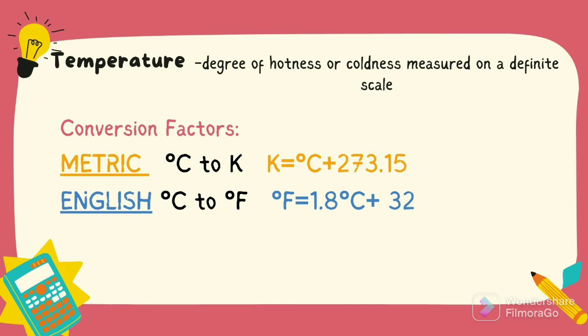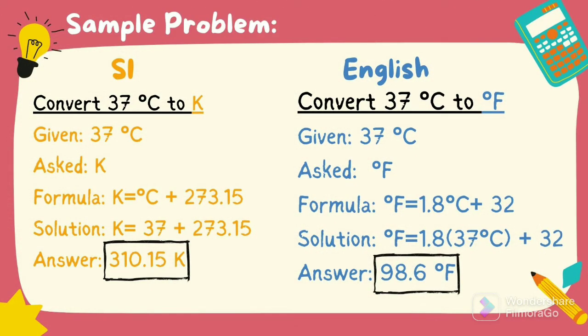To convert temperature into metric, we can use the formula degrees Celsius to Kelvin. Kelvin is equal to degrees Celsius plus 273.15. And to convert temperature into English, we can use the formula degrees Celsius to degrees Fahrenheit. Degrees Fahrenheit is equivalent to 1.8 degrees Celsius plus 32. Now, let us have the sample problem.